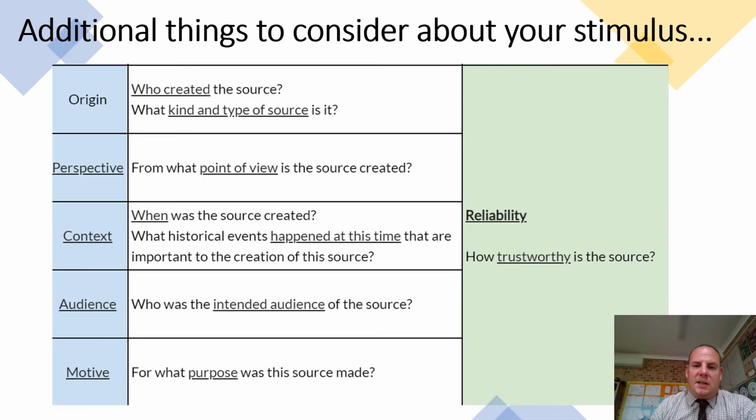Just some additional things to consider about your stimulus. Think about your origin: who created the source, what type of source is it. Perspectives: what point of view is the source created from. The context: when was the source created, what historical events happened at the time that are important to the creation of this source. Even in contemporary geography, we can look at that, so it's not just related to history. Audience: who's the intended audience of the source? And motive: what was the purpose for that source being made? And then overall, think about the trustworthiness of the source.